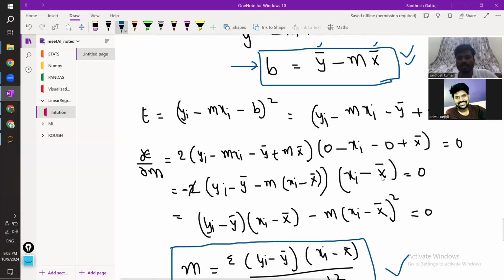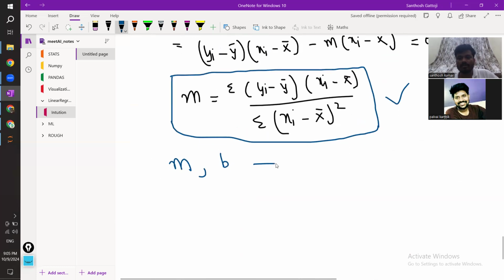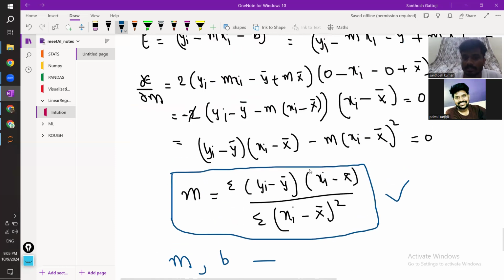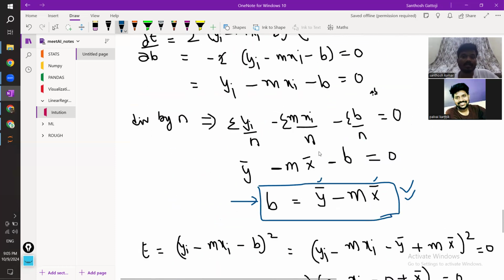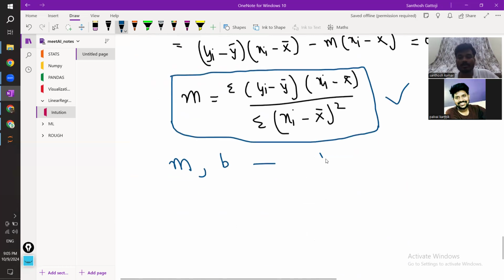Correct. Now you got m. You got b. Once you got y, m and b, and these are not some random m and b. These are the values which you got by equating it to 0. That means whatever you're going to get, y equal to mx plus b, that should be the best fit line.